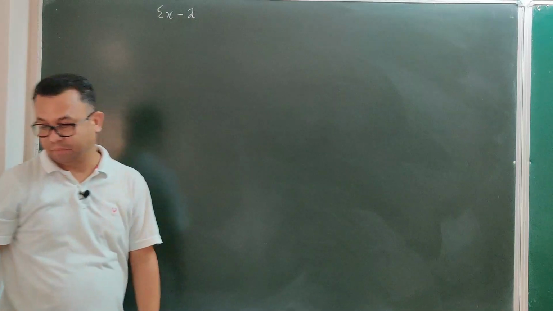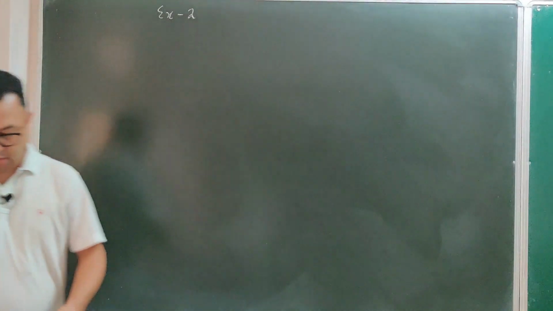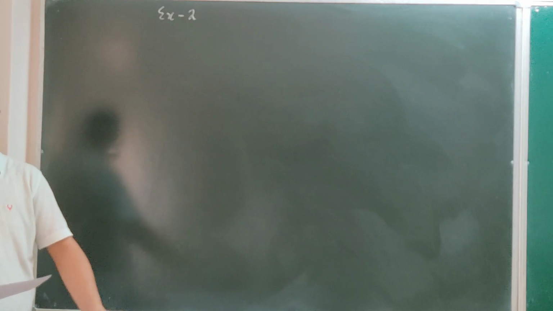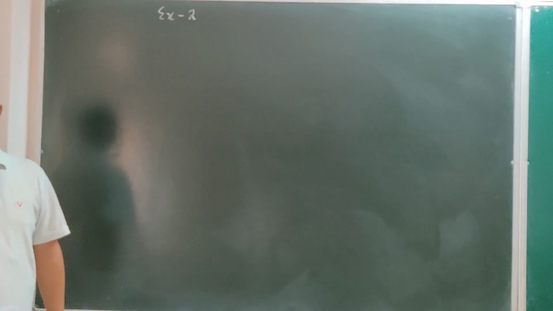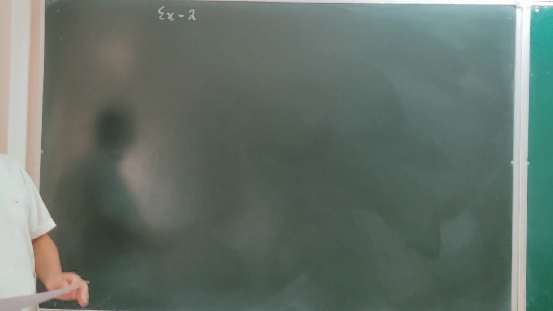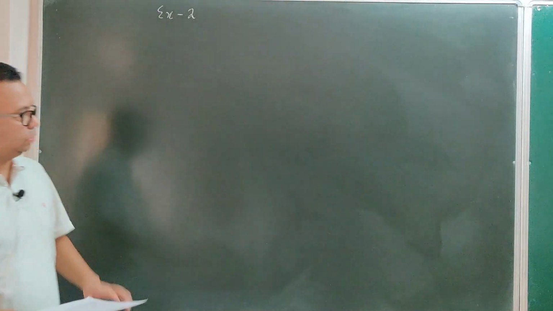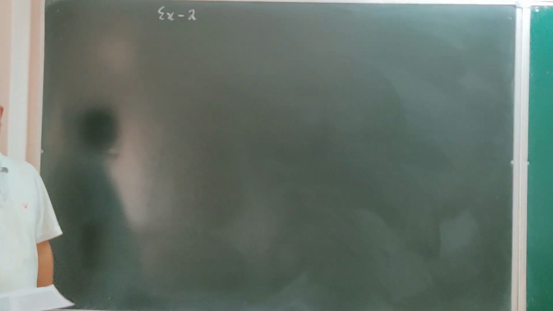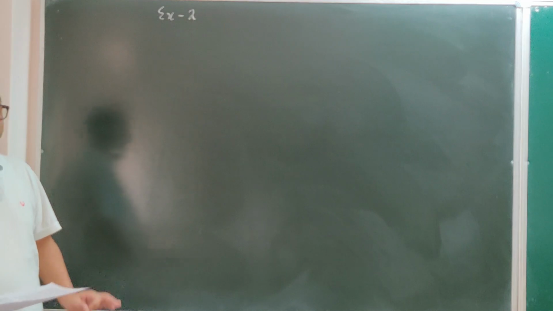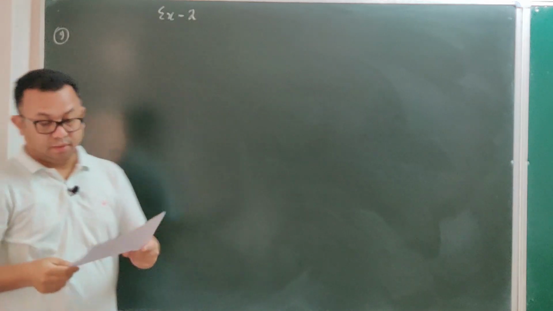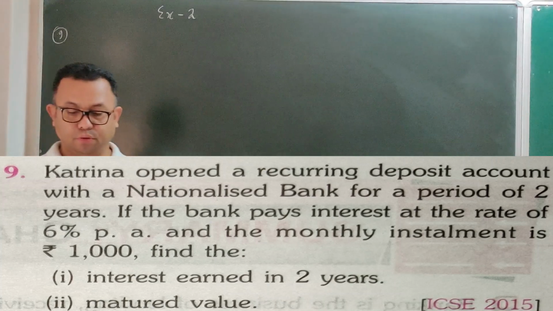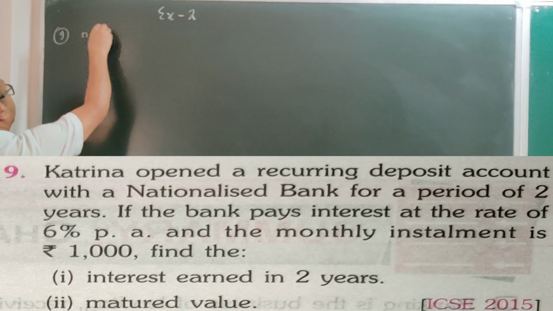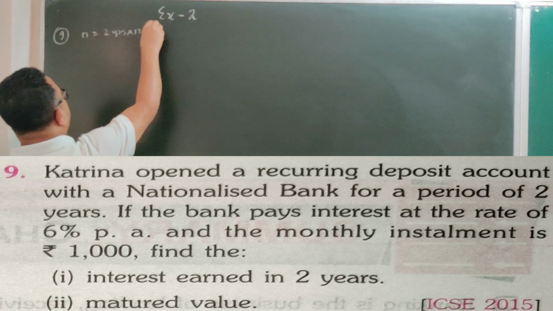Time, as I told you, calculation of time becomes a little complex as compared to others. And question number 7. Now, before I go to calculation of time, I think here the question is a little different from other questions, even though the concept is the same and the formula is the same. Let's see this ICSE 2015 question, question number 9. Katrina opened a recurring deposit account with a nationalized bank for a period of 2 years. Here you go, N is 2 years. Again, multiply with 12, 24 months.